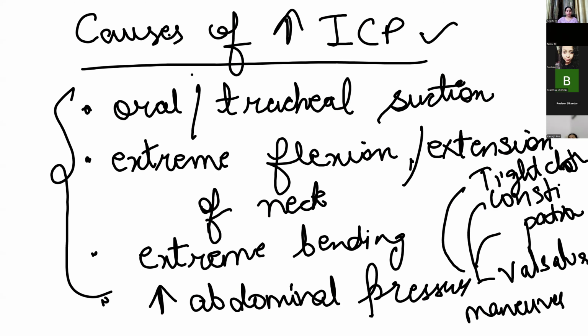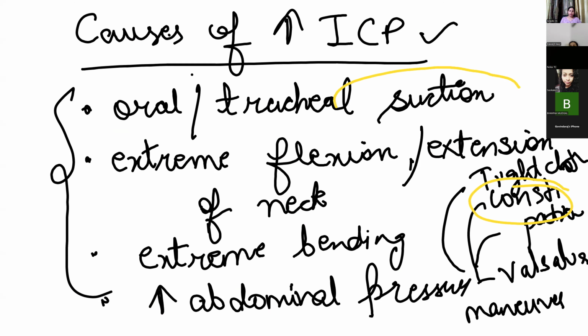Extreme flexion and extension of the neck, extreme bending, and increased abdominal pressure. In increased abdominal pressure, we can see constipation and the Valsalva maneuver. Tell me one thing: to deal with this constipation, what will you do? We will give a stool softener to the patient.